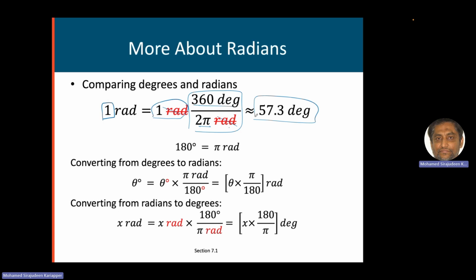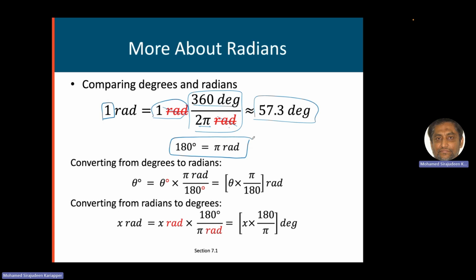1 radian is almost 60 degrees, approximately 57.3 degrees. Do you need to memorize it? No, not really. You don't have to. But this one you have to memorize. Instead of saying 360 equals 2 pi, it's easier to say 180 degrees is equal to pi. Memorize this. This you should know. We are not going to tell you that in the exam. It's something you are supposed to memorize.